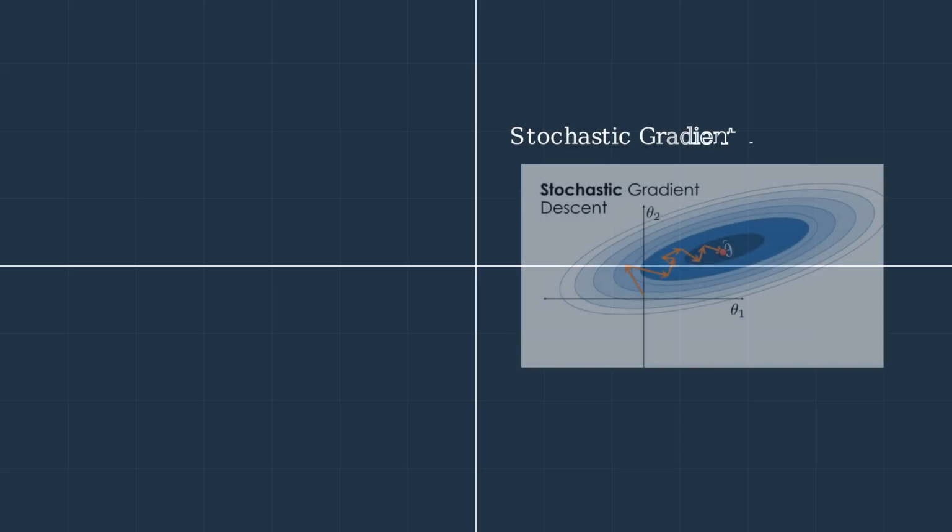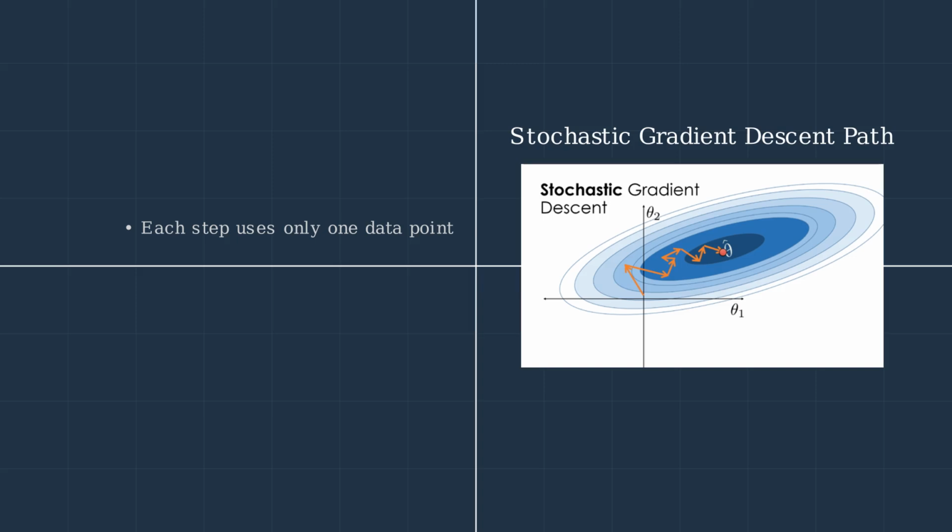Let's visualize how SGD works. This contour plot shows a loss function with the minimum at the center. The orange path represents how SGD moves through the parameter space. Notice how the path zigzags toward the minimum. This erratic behavior comes from using different individual samples for each update, introducing variance into the process.